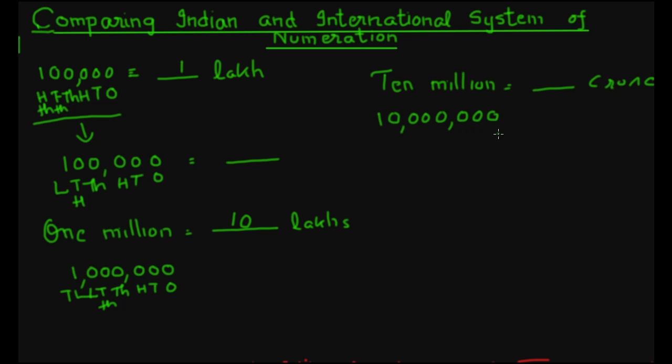Now how many crores is this? Ones, tens, hundreds, thousand, 10,000, lakh, 10 lakh and a crore. So 10 million is 1 crore. So I hope you got how to compare the international system with the Indian system. Let's now try to compare the Indian system of numeration with the international system of numeration.